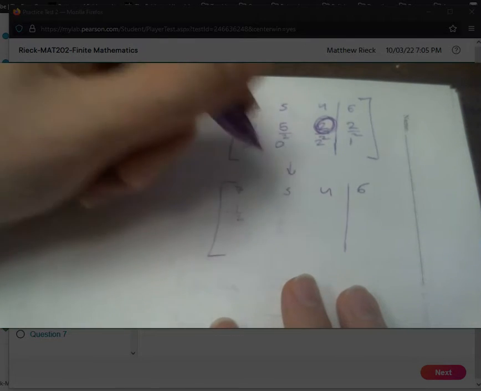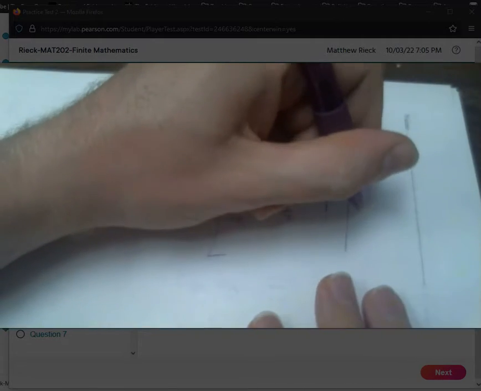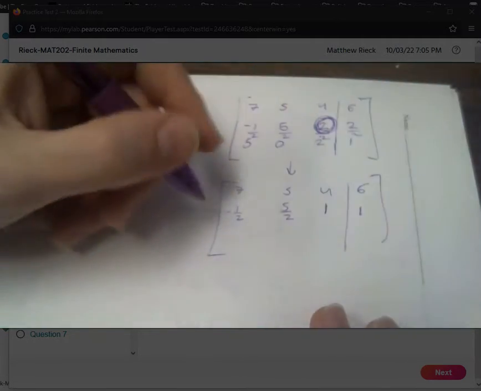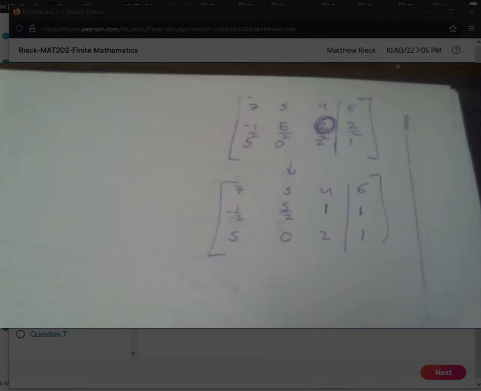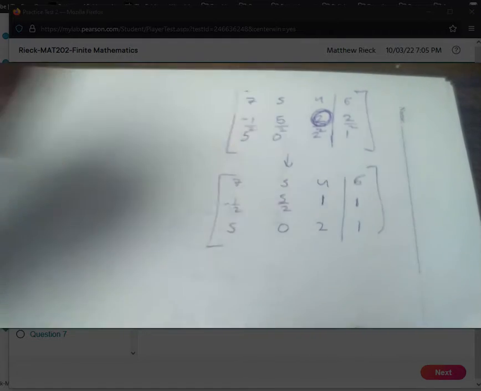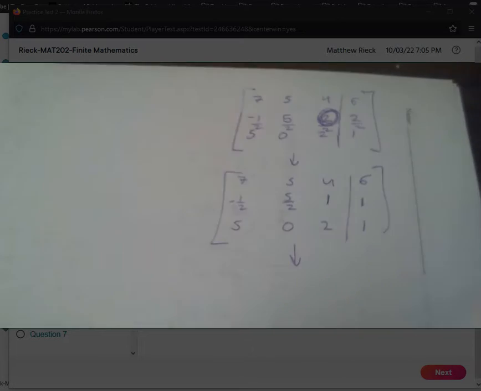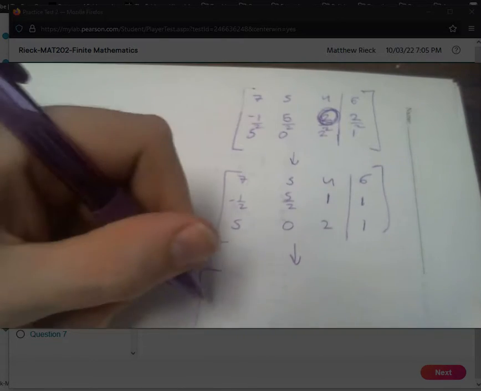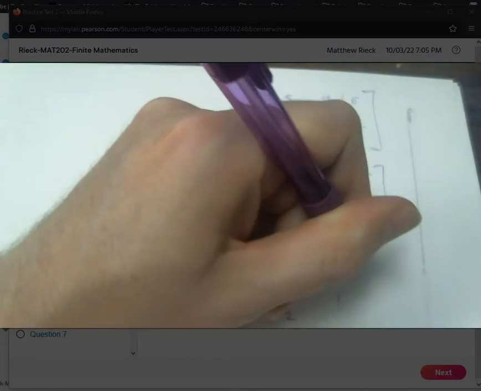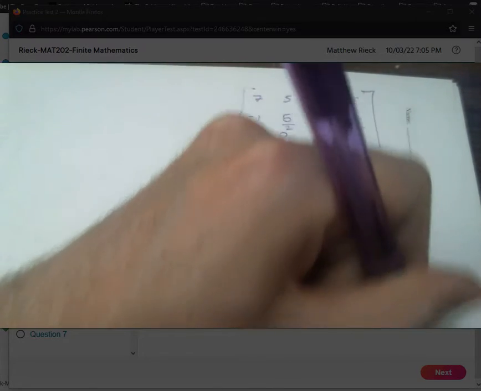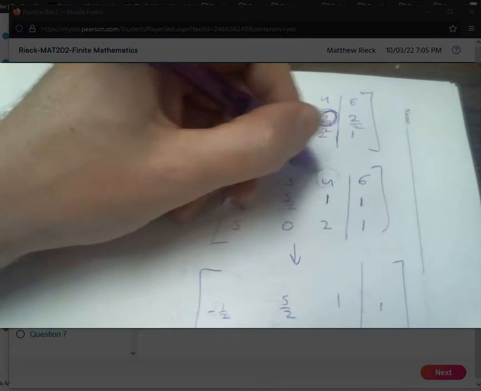All right, and then we have -1/2 over 2. I'm just going to leave it as fractions for right now. 1 and 1. We have 5, 0, 2, and 1. We want to get a 1 as this entry here, and then we want to get a 0 everywhere else. So in this next step, my second row is going to stay as it is. And then I want to get a 0 as my entry here.